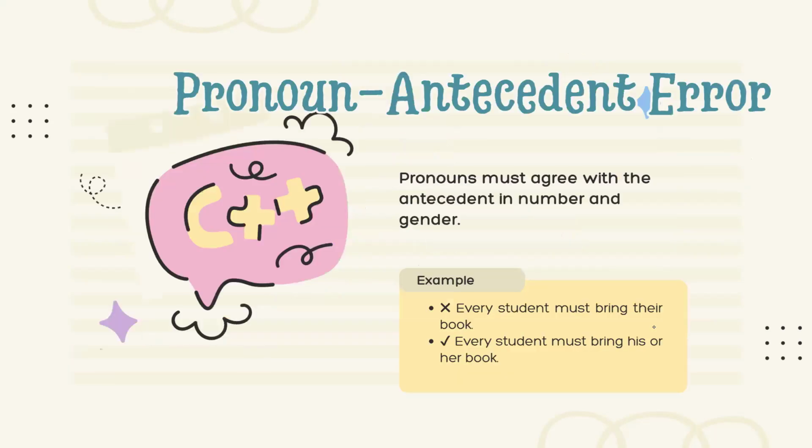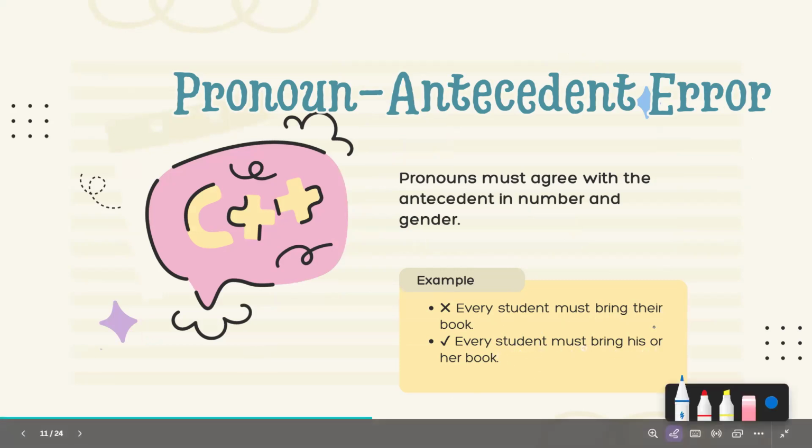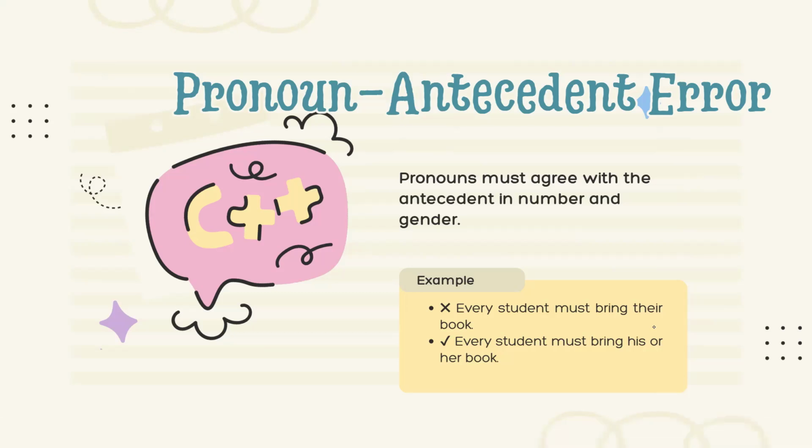Next, let's move on to pronoun antecedent errors. Basically, pronoun antecedent errors are the area where pronouns must agree with the antecedent, that is the noun they refer to, in number and gender. For example, "every student must bring their book." Here, it should be "every student must bring his or her book." We have to maintain the agreement of both genders.